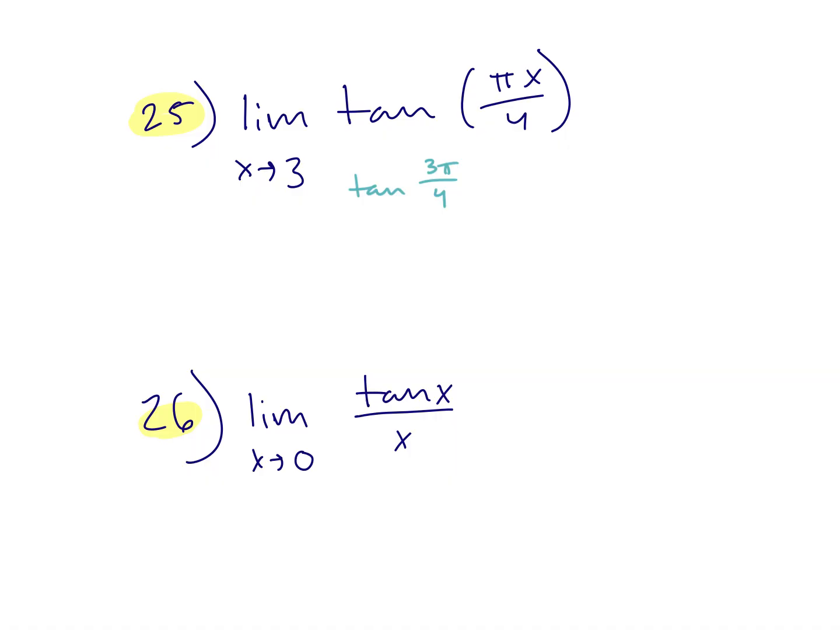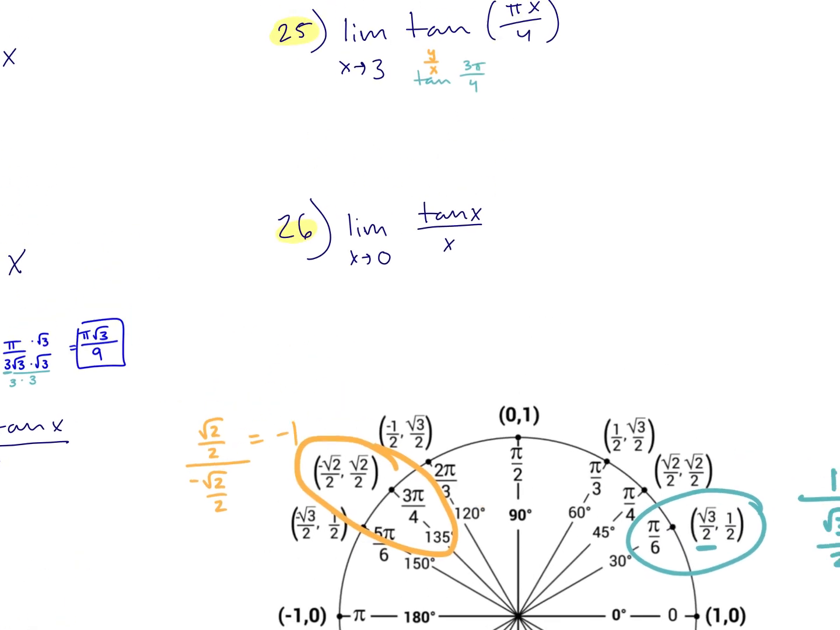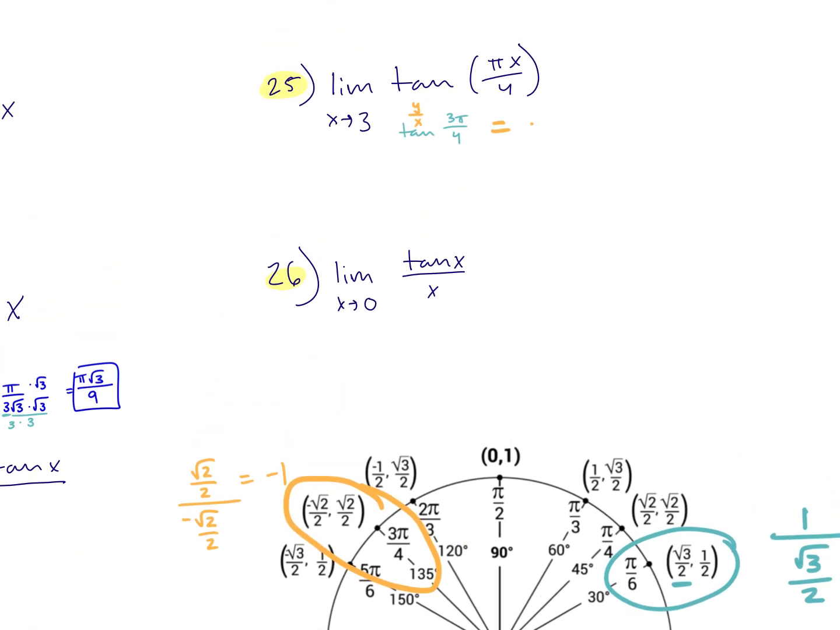Sine over cosine, or in terms of x and y? Y over x. Tangent, we're looking at y over x. So our y is square root 2 over 2 over negative square root 2 over 2. What do we do to simplify here? Keep, change, flip, or we know that we're dividing by the same number, so it would just equal what? Negative 1. Perfect.